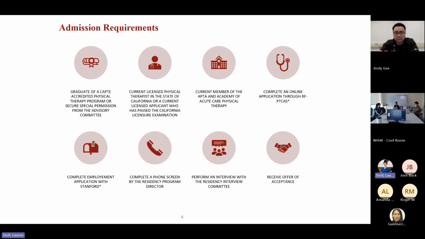Once you complete all of the written application components through RFPTCAS and then through Stanford Careers, you will have a phone screening, which is done by me. We'll have a conversation about your goals and whether you're still interested in pursuing this program with us. If everything goes well with the phone screening, we will progress to an interview with the residency interview committee. And then if all goes well, you will receive an offer of acceptance into the program.